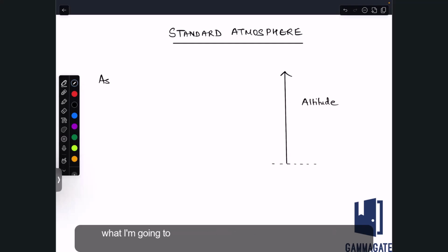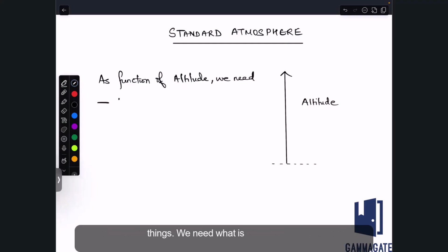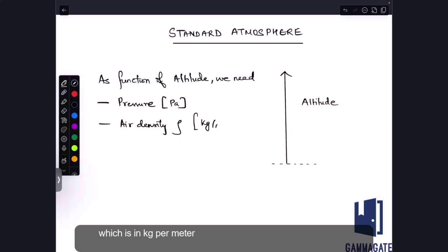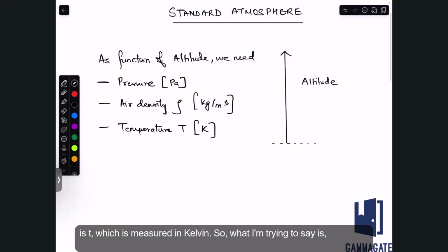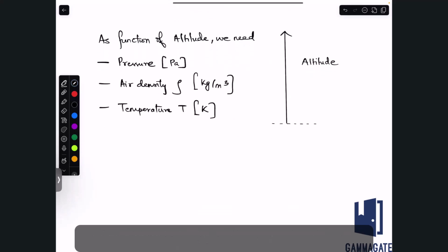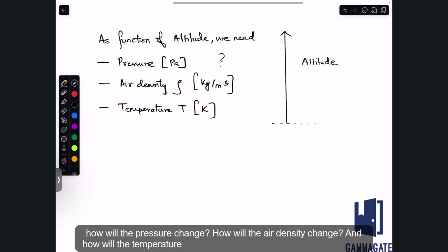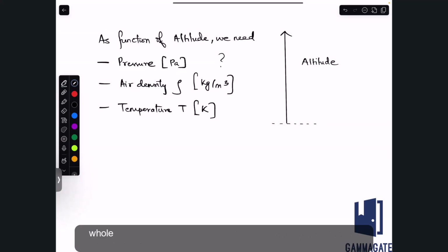So, as a function of altitude, we need three things. We need the pressure, which is in pascals. We need the air density, which is in kg per meter cube. And we also need temperature, T, which is measured in Kelvin. What I'm trying to say is that if you keep going higher and higher, how will the pressure change? How will the air density change? And how will the temperature change? That is what we need. That is the whole purpose of studying this topic called standard atmosphere.